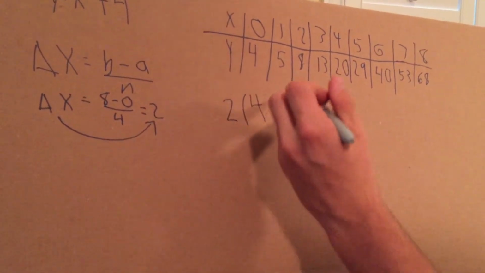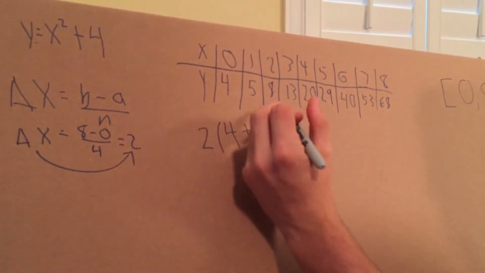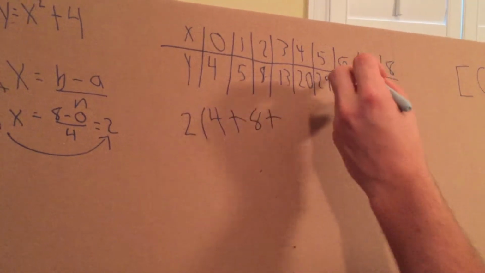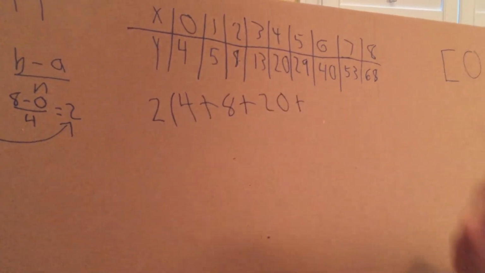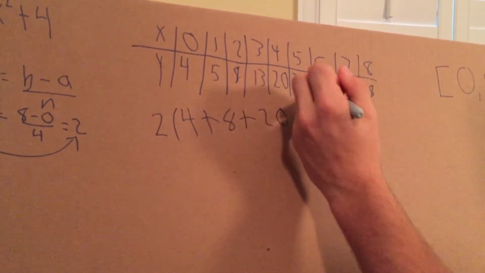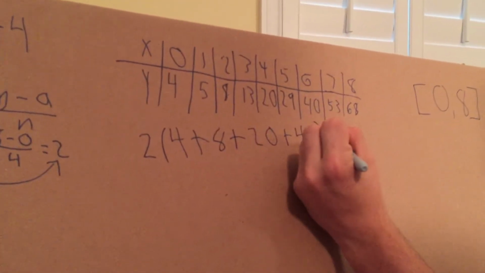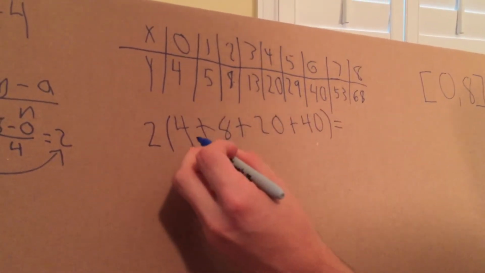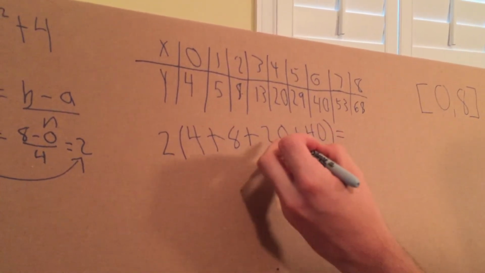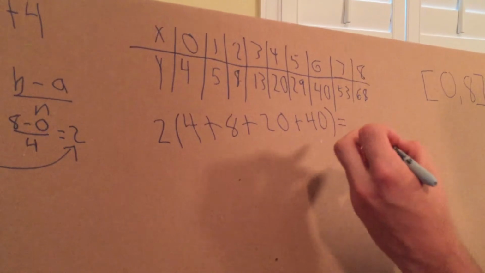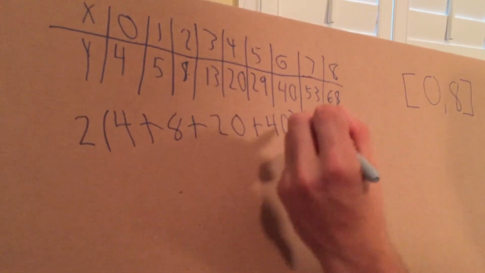So we'll have 4 plus our second interval will be 2 to 4, and that value is going to be 8. So 8 plus our next value on 4 to 6, which is 20. 20 plus our next value on the interval 6 to 8 is going to be 40. So 40. And then add that up, multiply by 2. So 4 plus 8 is 12, plus 20 is 32. 32 plus 40 is 72. 72 times 2 is 144. So this is our left Riemann sum.